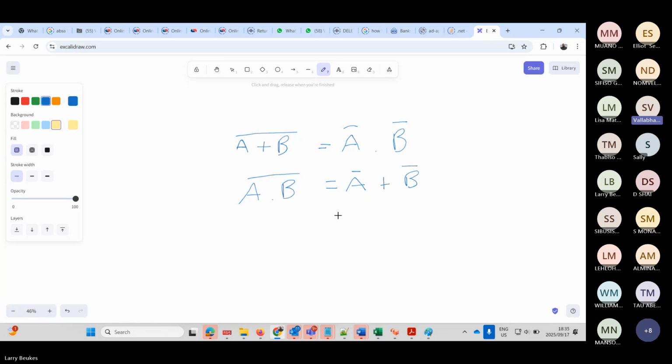If you have 3 inputs, it's also the same. Suppose you have A plus B plus C whole bar, then similarly, you have to write A bar into B bar into C bar, or ABC whole bar will be equal to A bar plus B bar plus C bar. Yeah, for any number of inputs.